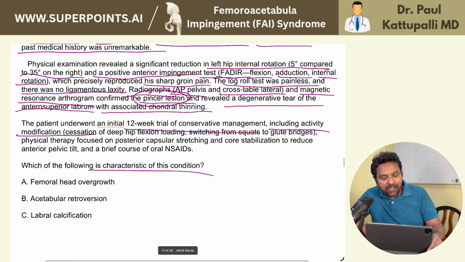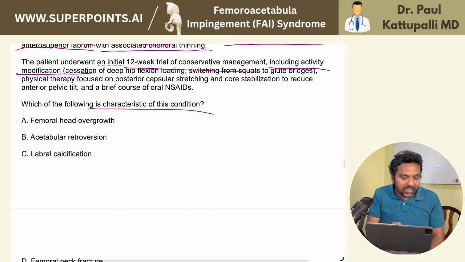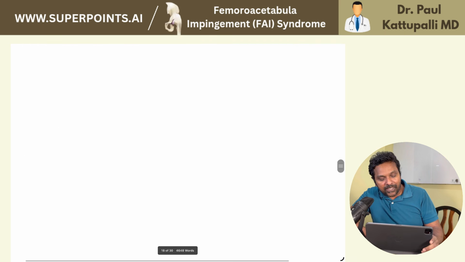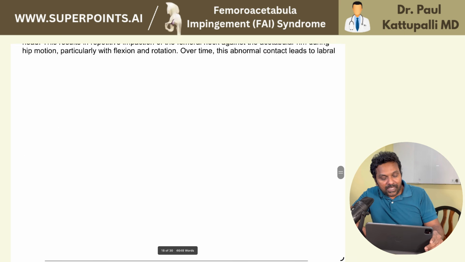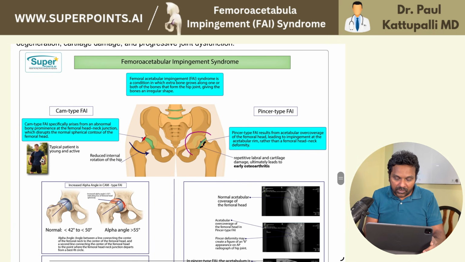Now, once you found out the diagnosis, this is a two-step question. First, you need to figure out what the diagnosis is, and then you should figure out what the pathology is. So first you go through the question stem, you see that it is a pincer lesion, and then you need to think about what the pathology of the pincer lesion is. So the pathology is this one, B, acetabular retroversion. I already told you earlier, and if you remember that, then this question is an easy question, okay? I showed you, this is the pincer lesion.